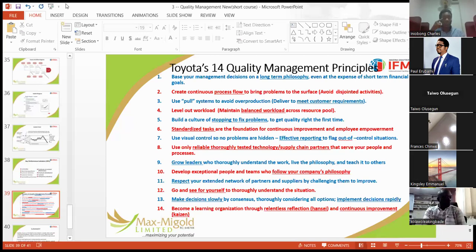For you to deliver to meet customer requirement, number one, you must do a customer requirement review. You do this review to understand what the customer requirement is. Number two, you communicate this requirement to your team members, because if you are the only one that understands the requirement, you are not going to be the only one that is going to do the job. So communicate this customer requirement to those that are working with you. Level out workload, very importantly.